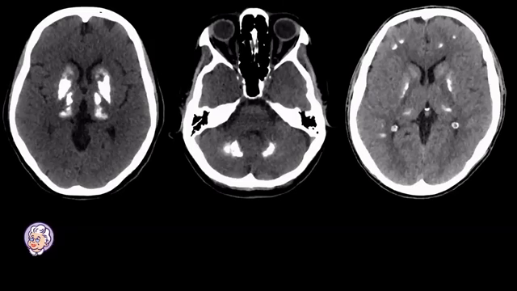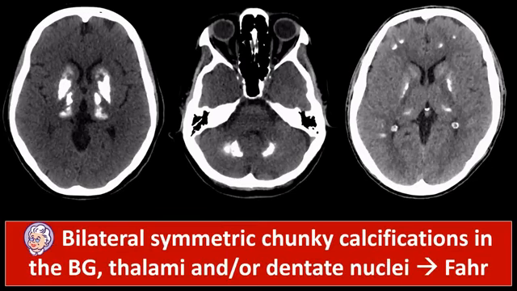This is an aunt minnie. It's not a sign, but I'm showing it because I think we will all encounter these cases. We should all know them. If you see these bilateral symmetrical chunky calcifications in the basal ganglia and the thalami, and/or in the dentate nucleus, think Fahr disease.